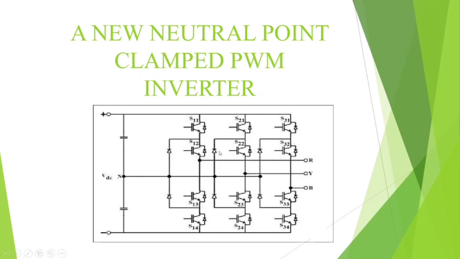Coming to the main transistors and auxiliary transistors, the upper and the lower, which are nothing but S11, S14, S21, S24, S31, and S34, are the main transistors operating as the switches for PWM. The remaining switches, which are nothing but S12, S13, S22, S23, S32, and S33, are the auxiliary transistors which are used to clamp the output terminal potentials to the neutral point potential.